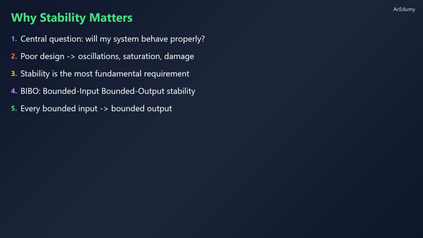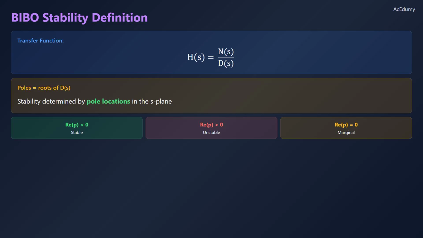Today we study BIBO stability, which stands for Bounded Input, Bounded Output Stability. A system is BIBO stable if every bounded input produces a bounded output. Let us define BIBO stability formally.